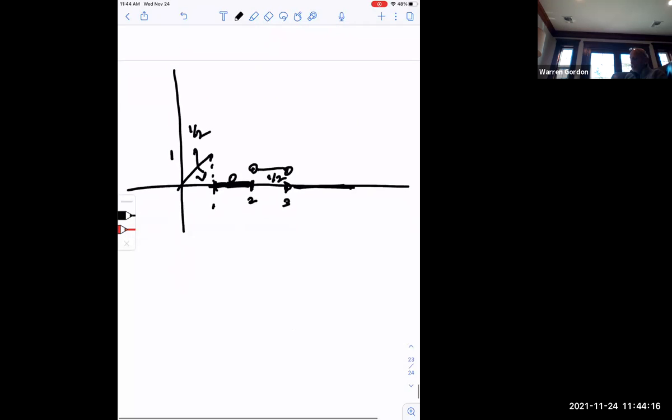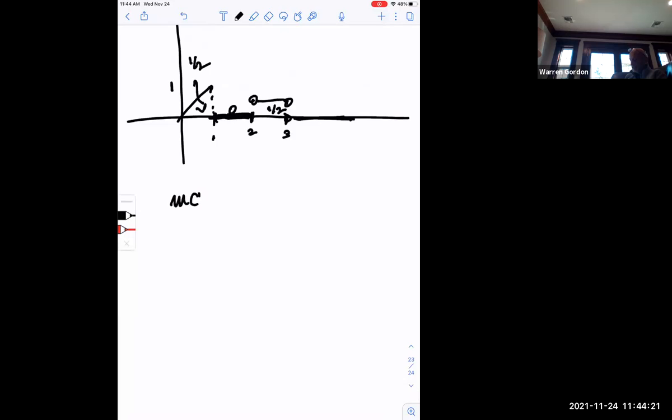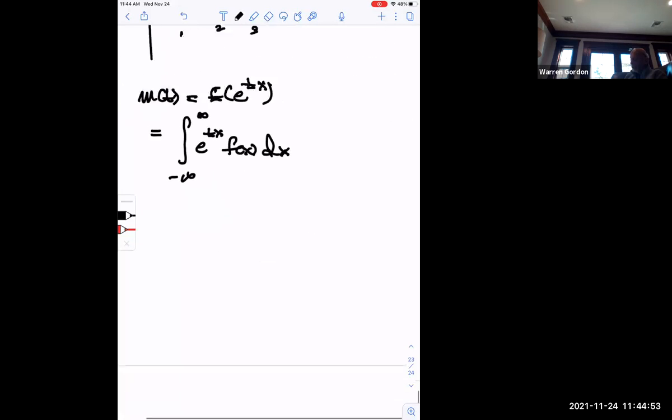Now, in the same way, by the way, I didn't mention it, we can define the moment generating function. The moment generating function is E of e to the tX, which in this case would just be the integral from minus infinity to infinity of e to the tx f of x dx. So all the ideas that we had for a discrete random variable automatically come over to a continuous random variable.